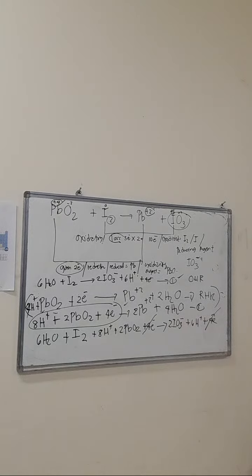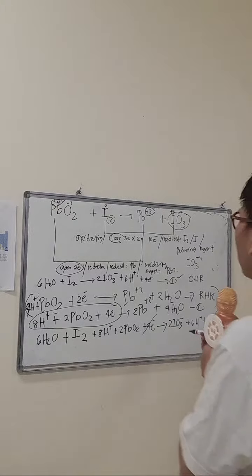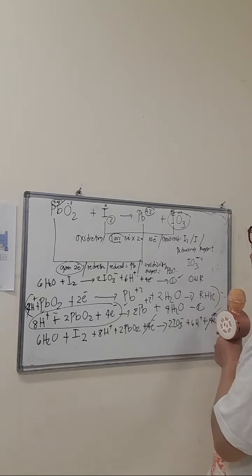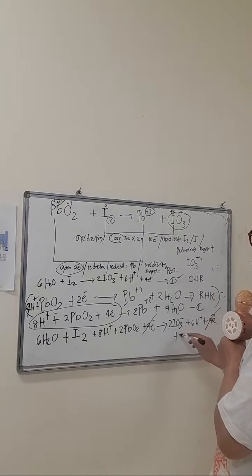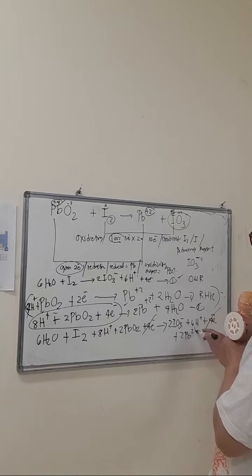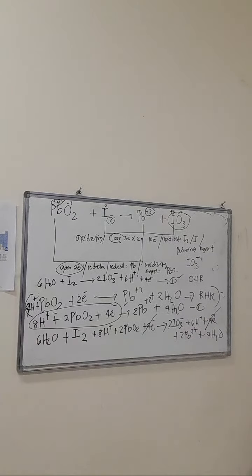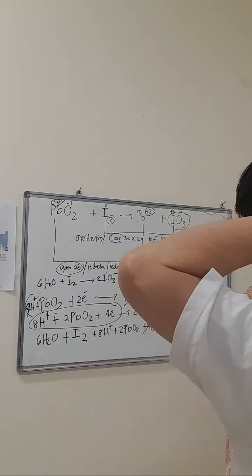So take out the commonalities, the common of the 2. We have 2Pb positive, we have the iodate plus 6H plus, plus 2Pb2 positive plus 4 moles of water. Group all the reactants from equation 1 and 3 and group all the products from equations 1 and 3 also. Take note of the same common.